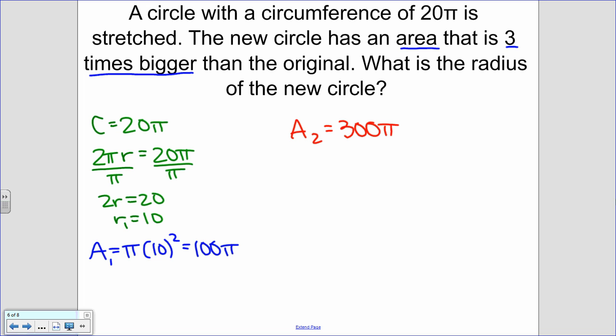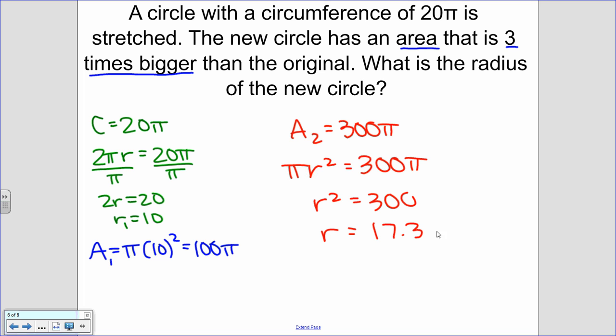Again, they want the radius, so we're going to do a very similar problem to what we did before. Pi r squared equals 300 pi. Tells you that r squared is 300. When you square root both sides, your r is 17.3. And there's no units, so we won't have to label it.